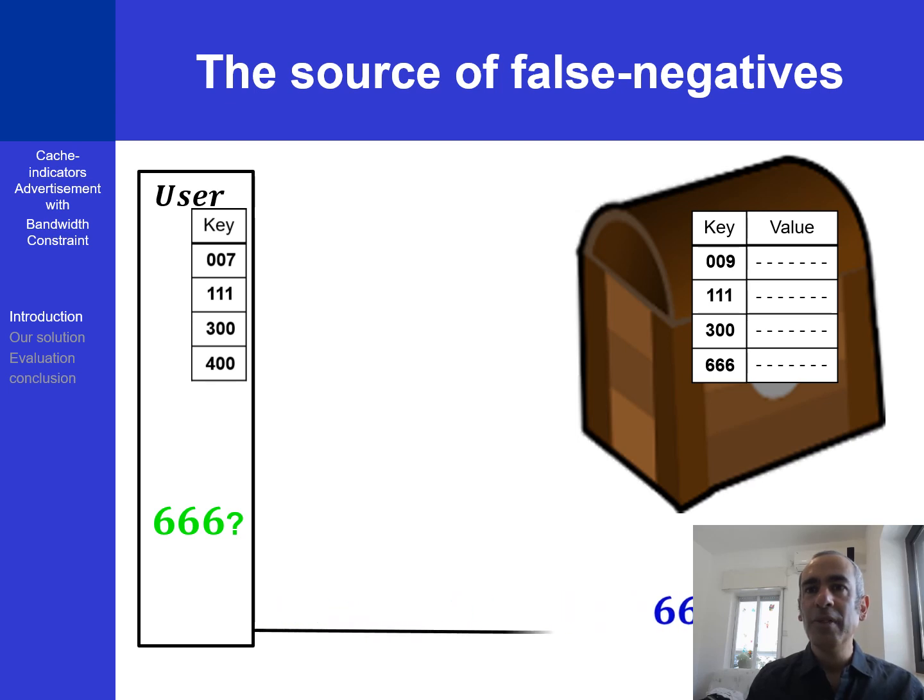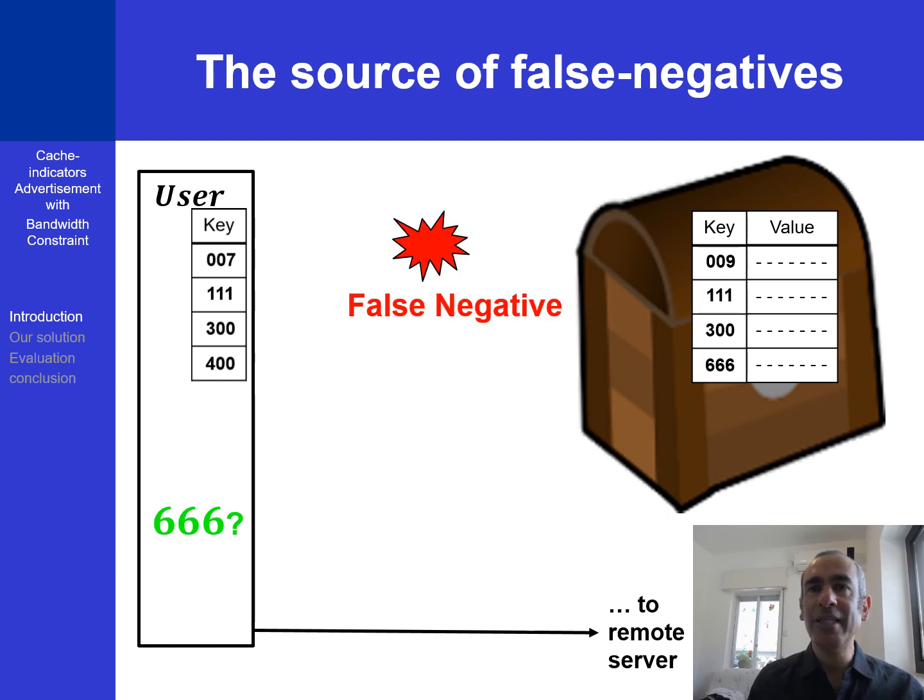Therefore, the user looks for the datum in a remote server, resulting in a high penalty, while the datum is actually found in the nearby cache. This is a false negative event, namely, the requested datum is actually found in the cache, but this is not reflected in the indicator which the user stores.